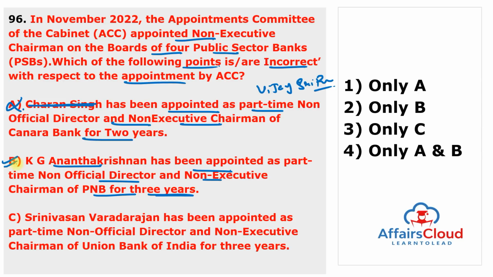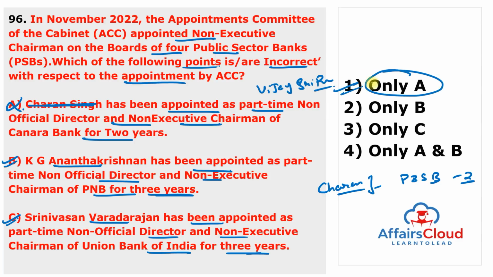This statement is true. Next is Srinivasan Vardarajan has been appointed as the part-time non-official director and non-executive chairman of Union Bank of India for 3 years. This statement is also correct, but you can also remember that Charan Singh in the first statement has been appointed as the non-official director and non-executive chairman of Punjab and Sindh Bank for the time period of 2 years, not for the Canara Bank. So the first statement is wrong, the only incorrect statement is 1. So the answer of this question is 1.